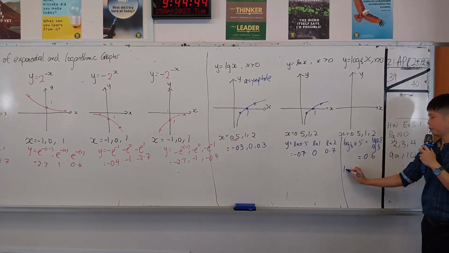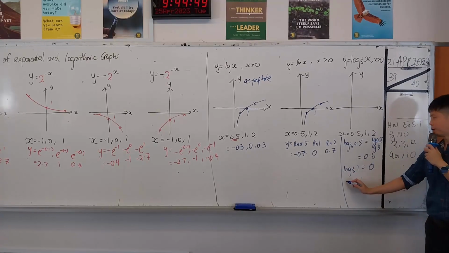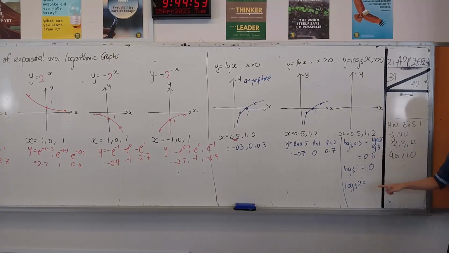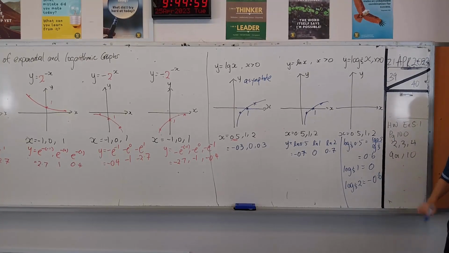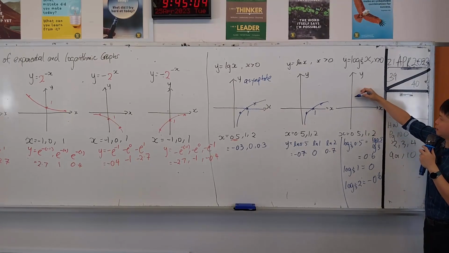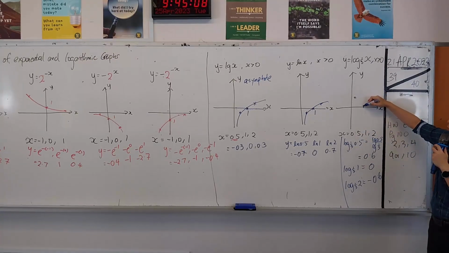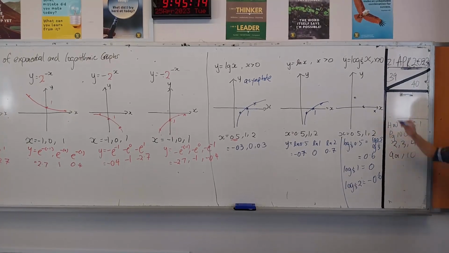0.6. So press log base 1/3 of 1. Answer is 0. Press log base 1/3 of 2. Press lg 2 over lg 1/3. Negative 0.6. Now things have changed. When it's 0.5, it will be 0.6. When it's 1, it will be 0. When it's 2, it will be negative. How does it look like?